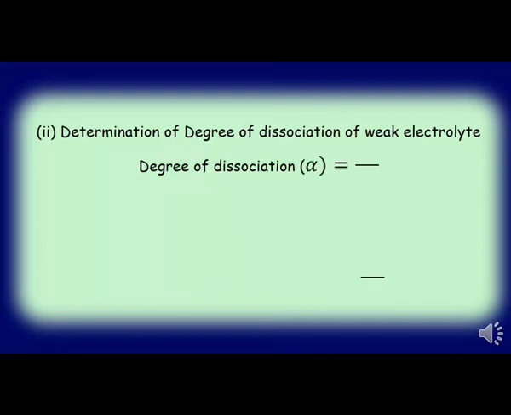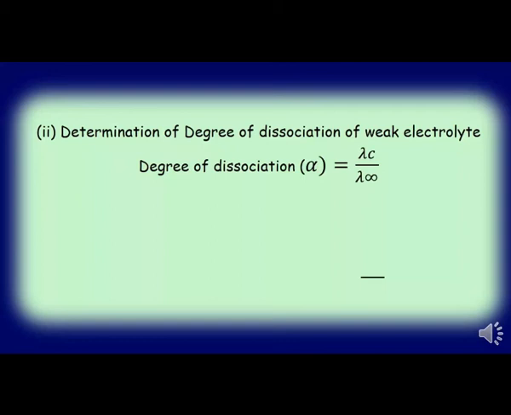The next application is determination of degree of dissociation of a weak electrolyte. How can we do it? Alpha is equal to lambda C divided by lambda infinity, where lambda C is the molar conductivity at a given concentration, divided by lambda infinity, that is molar conductivity at infinite dilution.